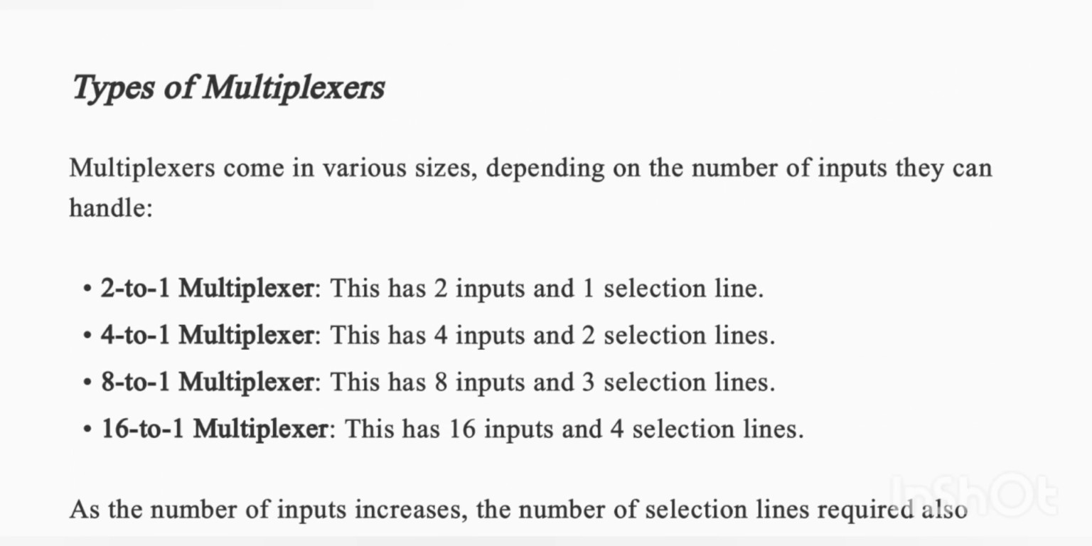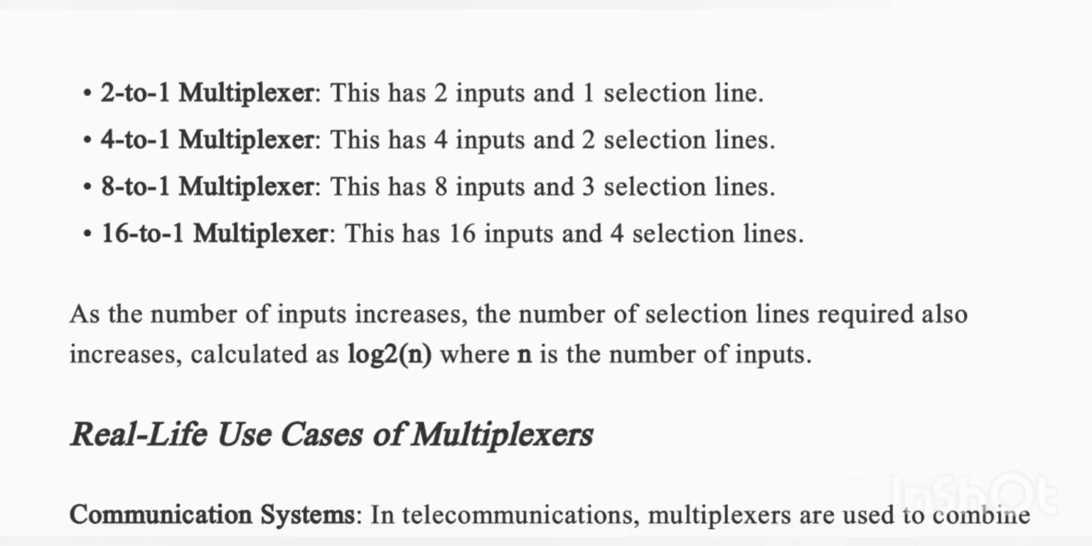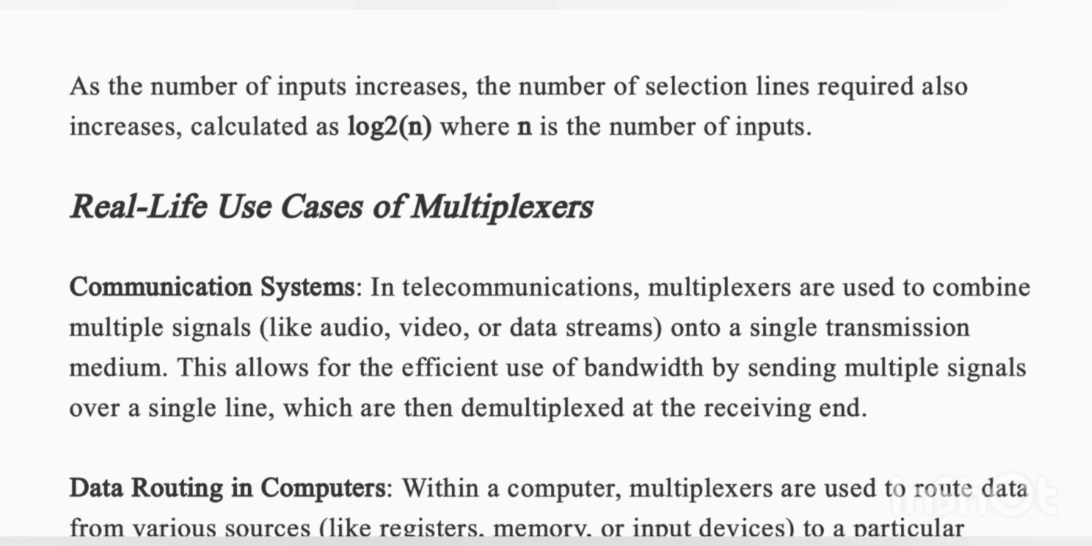Types of multiplexers. Multiplexers come in various sizes depending on the number of inputs they can handle. 2-to-1 multiplexer. This has 2 inputs and 1 selection line. 4-to-1 multiplexer. This has 4 inputs and 2 selection lines. 8-to-1 multiplexer. This has 8 inputs and 3 selection lines. 16-to-1 multiplexer. This has 16 inputs and 4 selection lines. As the number of inputs increases, the number of selection lines required also increases, calculated as log2(n), where n is the number of inputs.